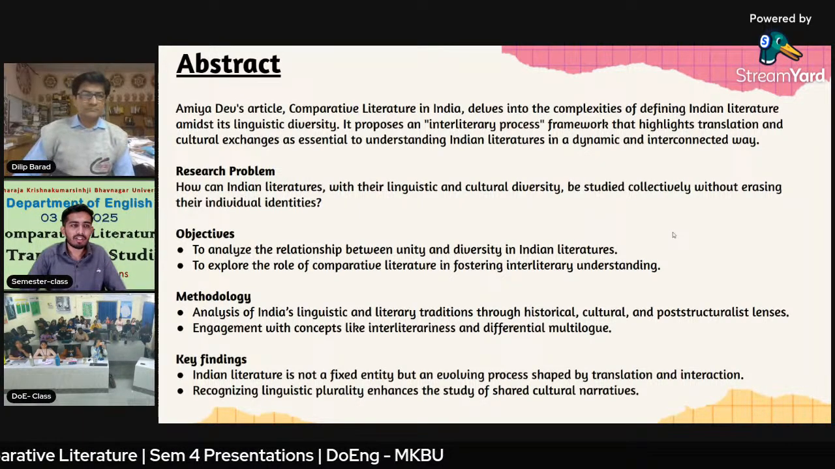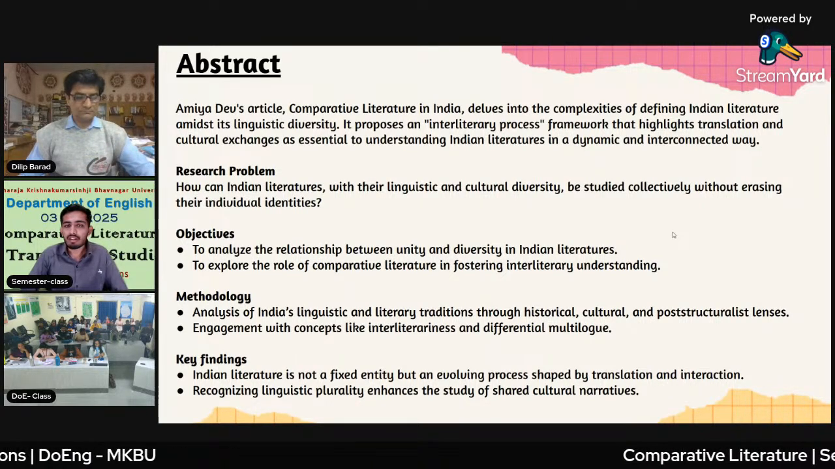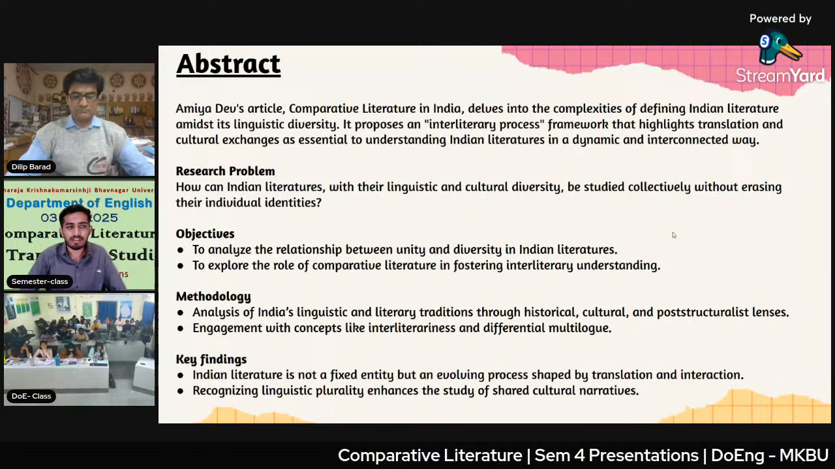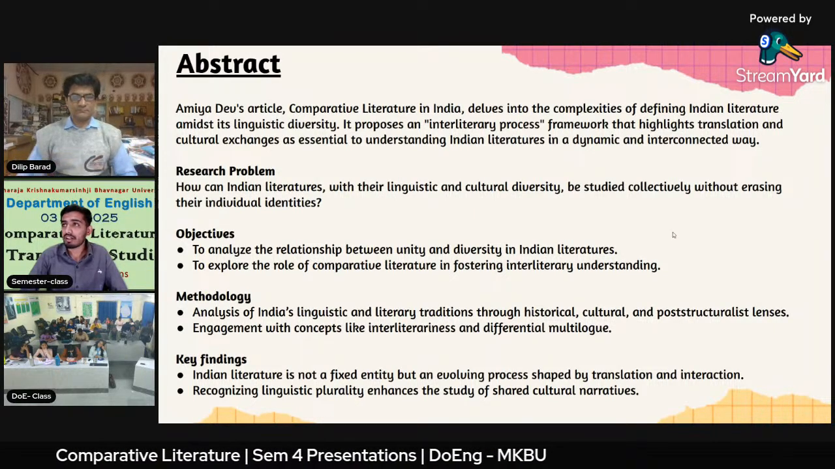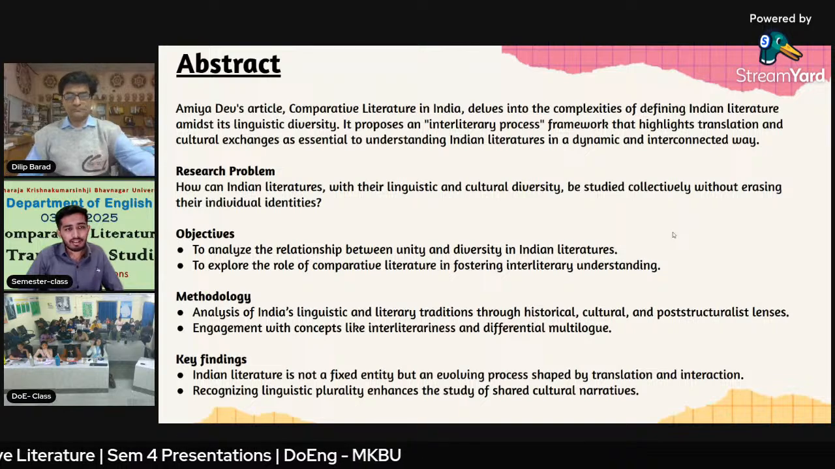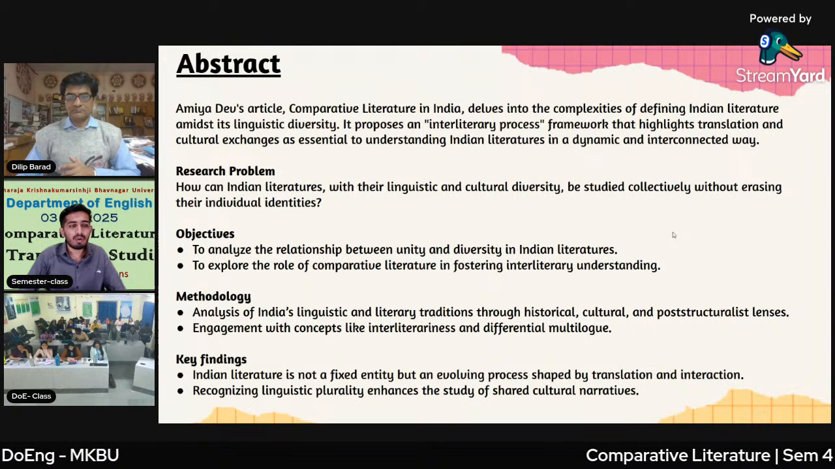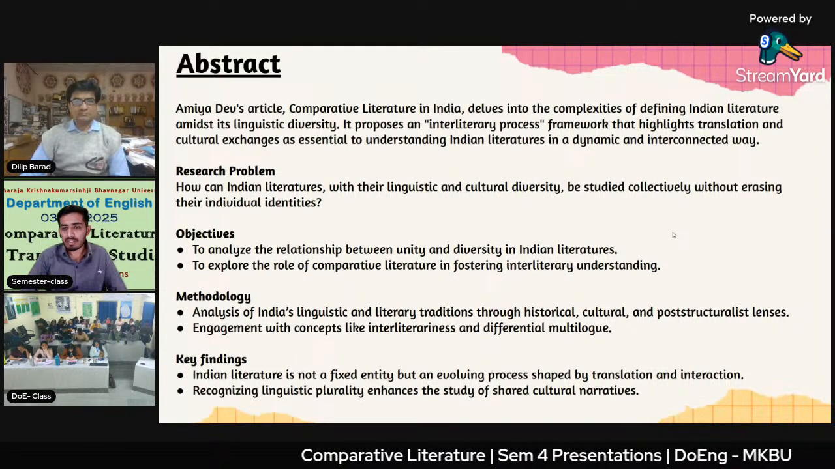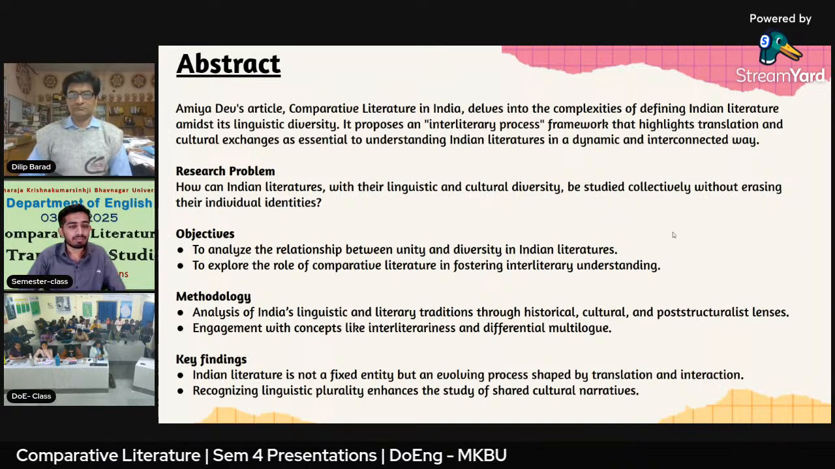Amiya Dev's article, Comparative Literature in India, dwells into the complexities of defining Indian literature amidst its linguistic diversity. It proposes an interliterary process framework that highlights translations and cultural exchanges as essential to understanding Indian literature in a dynamic and interconnected way. Dev focuses on a critical question: how can Indian literatures with their linguistic and cultural diversity be studied collectively without erasing their individual identity?